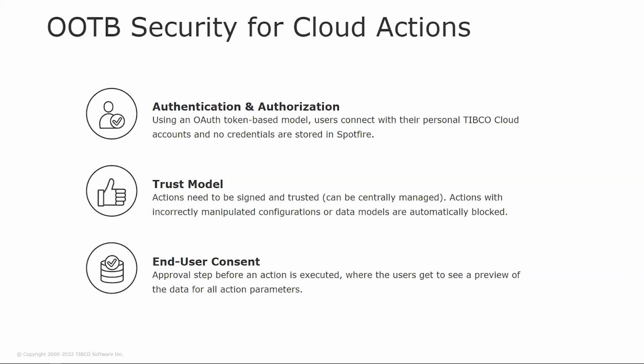Secondly, there's a trust model for actions, similar to how it works for mods, data functions, and scripts. Before an action can be applied, it must be trusted, either by the person running the action or indirectly by the administrator, specifying action configurators as trusted signers. The users will be notified of any changes made to the action configuration or the data model in the analysis after the action was trusted. And if someone incorrectly manipulates the configuration of an action, this will be automatically detected and blocked by the system.